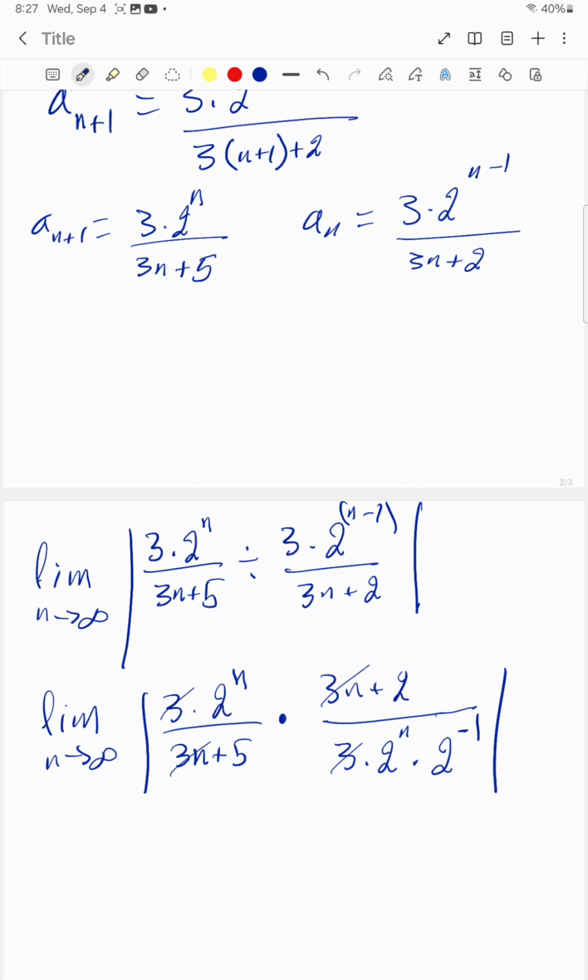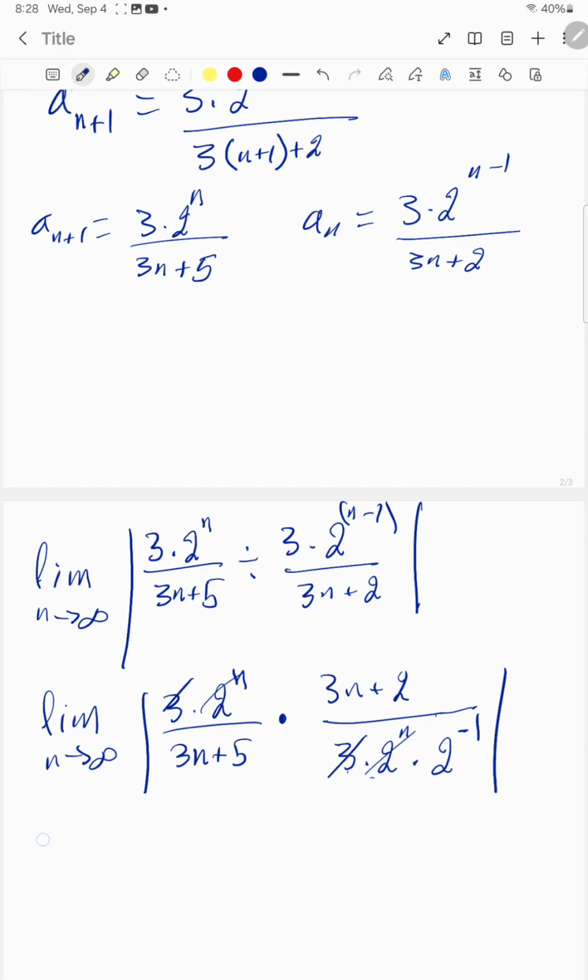Wait a minute, there is a plus. I cannot simplify anything, I'm sorry. If it was all multiplication, I could simplify. Okay, let's do it another way. Here I can simplify, because in that denominator it's always times, times, times. In this numerator it's always 3 times 2 to the power of n. I can simplify the 2 to the n here.